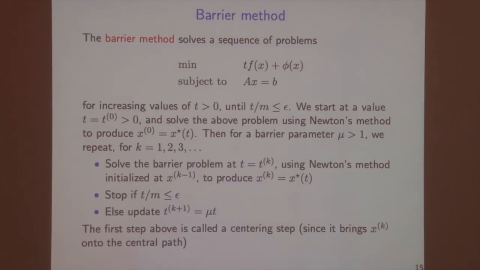Then we're going to use a scheme for increasing the barrier parameter. This barrier parameter is t. I probably shouldn't have called this the barrier parameter as well. The scheme we're going to use is to choose some constant, mu. Let's say mu is 2. And we're going to multiply the value of t by 2 each time. So we're now going to solve the problem at 2 times t naught using Newton's method to produce a solution at that value of t. And we're going to initialize Newton's method at the previous point that we visited along the central path.